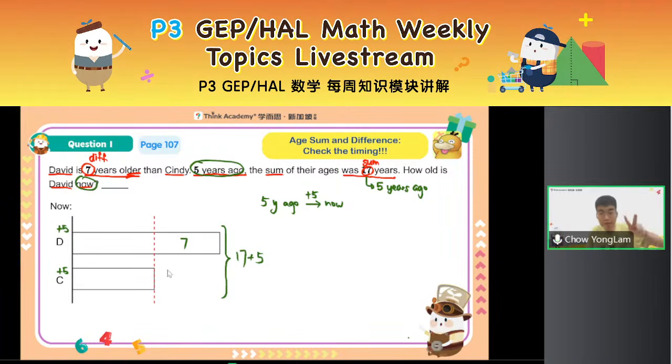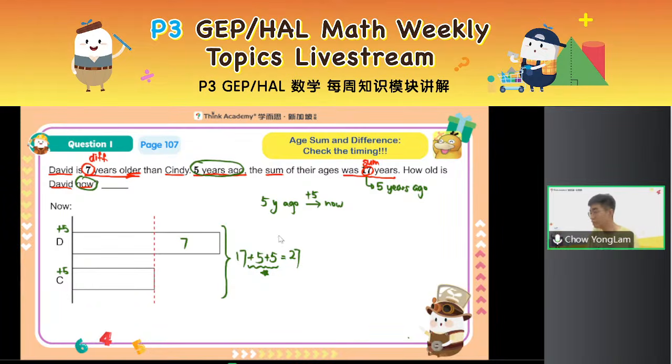So 2 people each grow older by 5 years. So 17 plus 5, you have to plus 5 again. Right, this is for David, this is for Cindy. So this is a commonly mistaken part, right? Please take note, 2 people, 5 years later, each of them will grow old. So I need to add 2 times. So 17 plus 5 plus 5, the actual sum is 27.